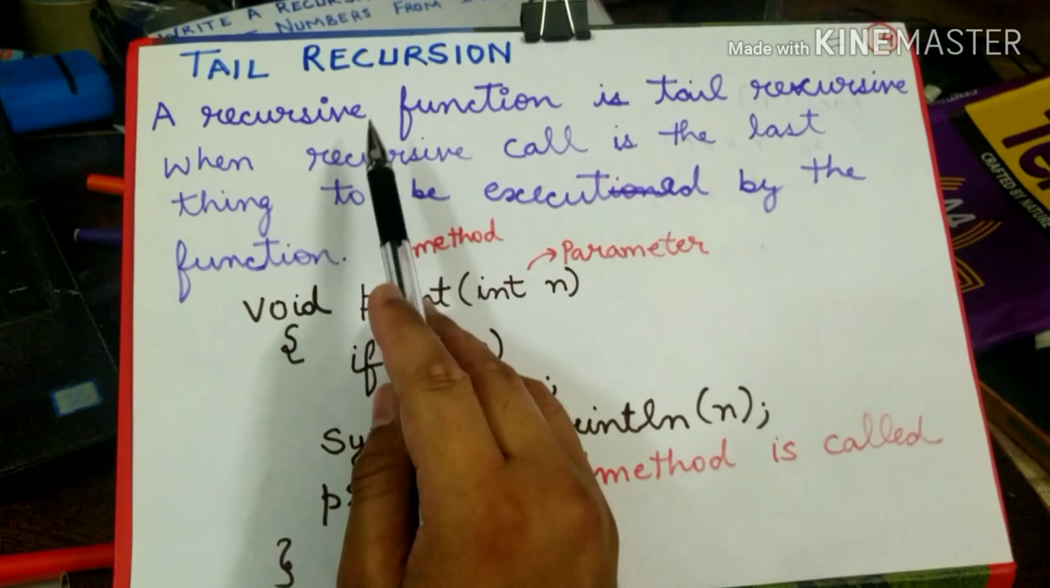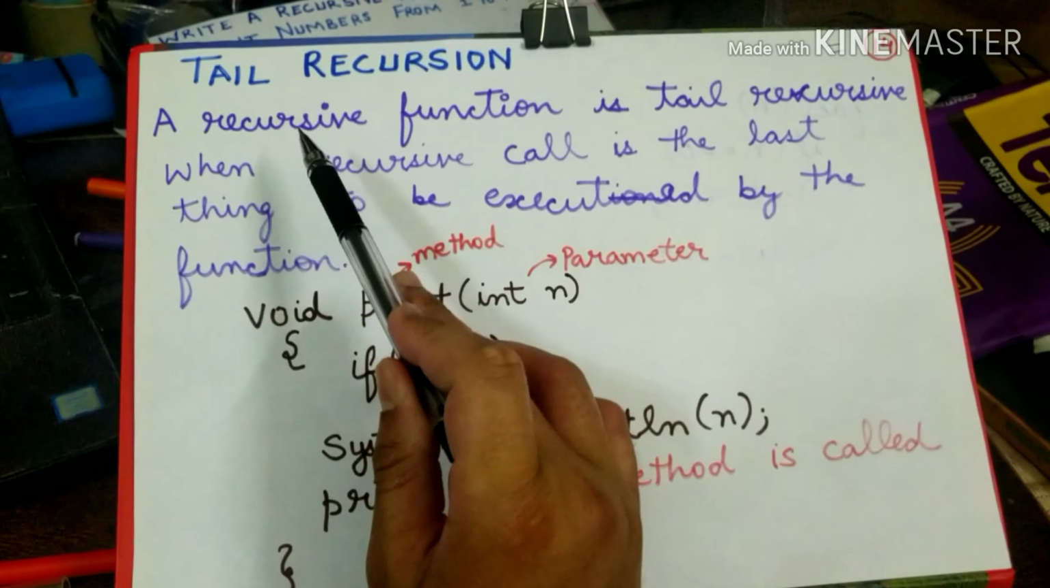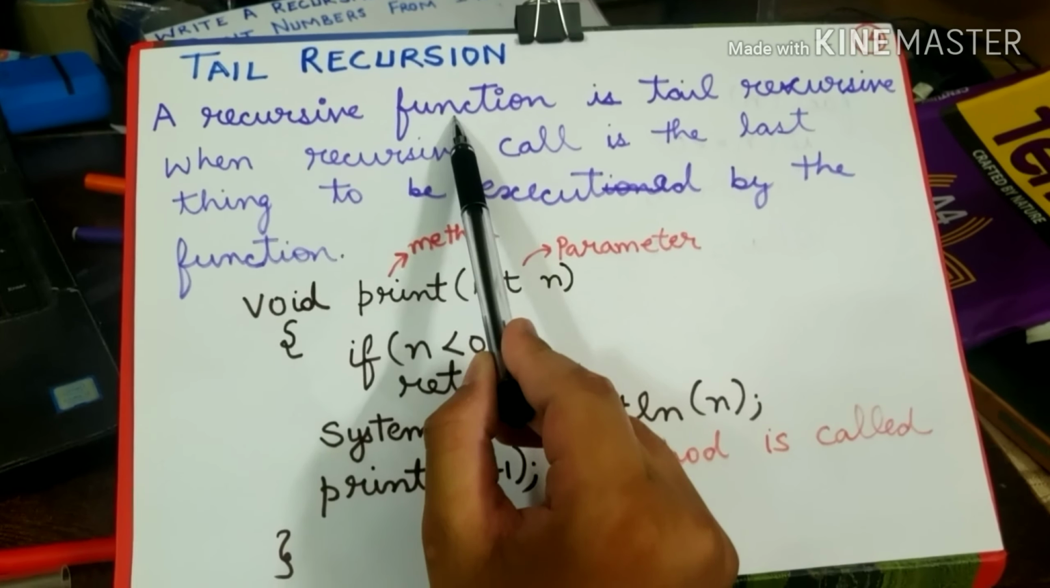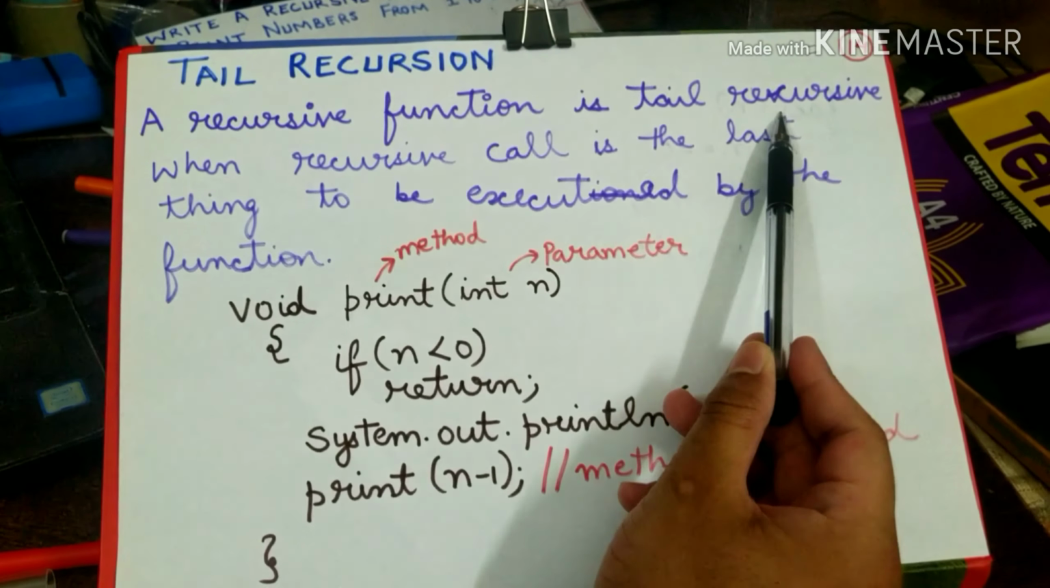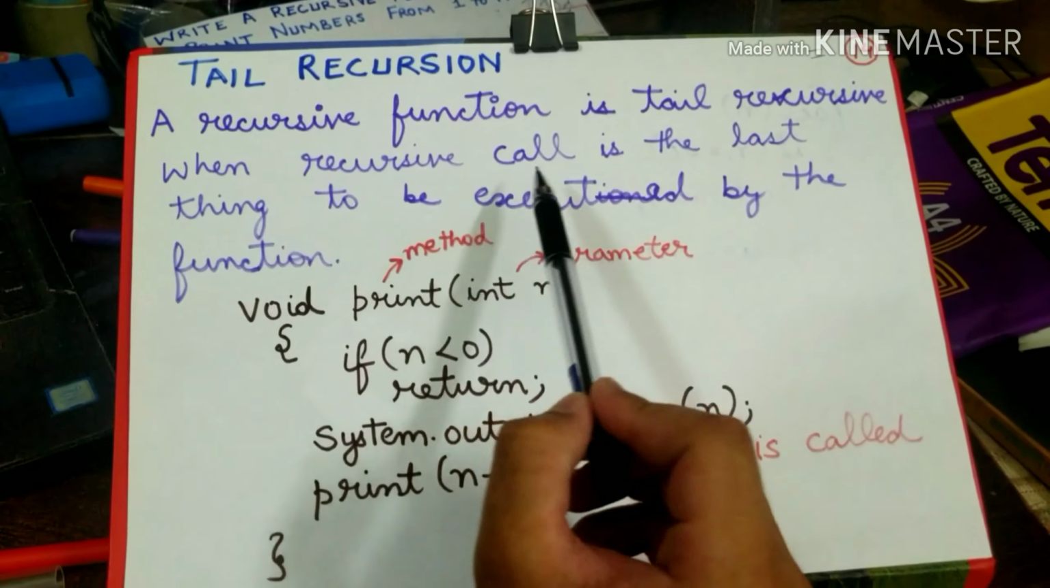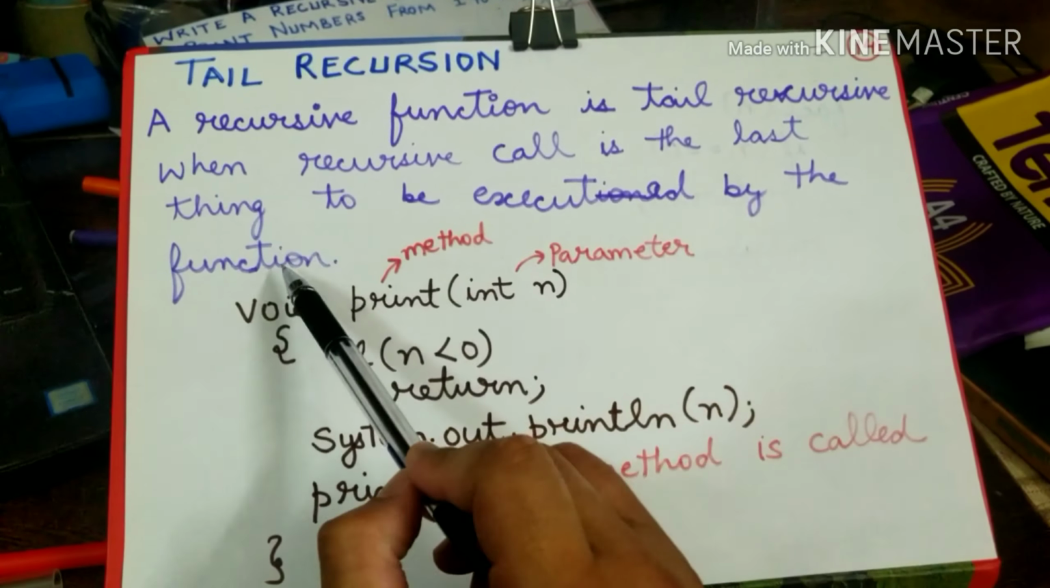Hello guys, today's lecture is tail recursion. A recursive function is tail recursion when the recursive call is the last thing to be executed by the function.